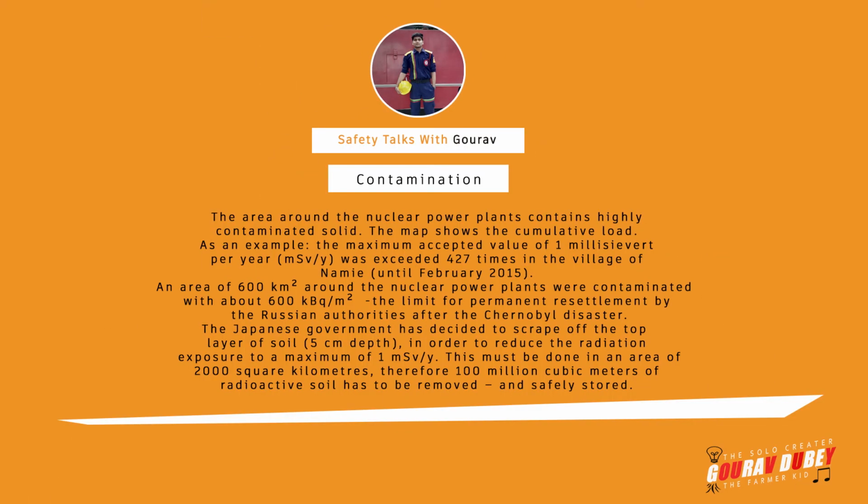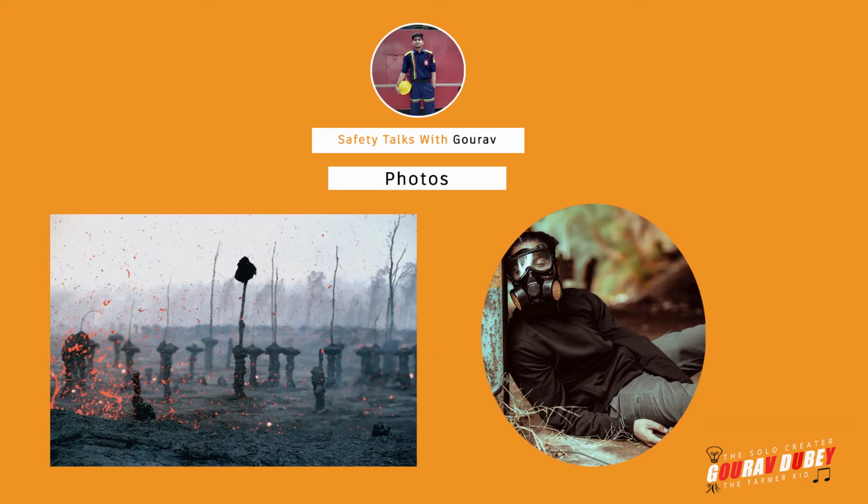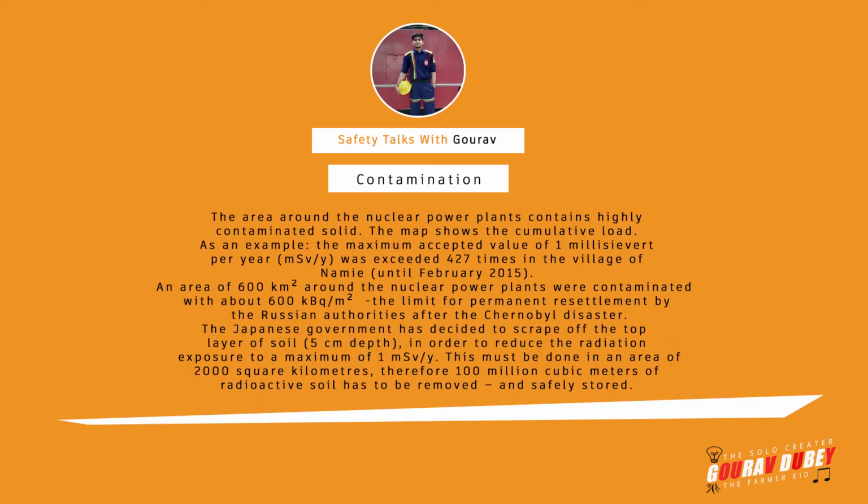So now we move on to the other topic, that is contamination. The area around the nuclear power plants contains highly contaminated soil. The map shows the cumulative load as an example. The maximum expected value of 1 millisievert per year (mSv per year) was exceeded 427 times in the village of Namie until February 2015. An area of 6,000 square kilometers around the nuclear power plants was contaminated with about 600 kBq per square meter, the limit for permanent resettlement.